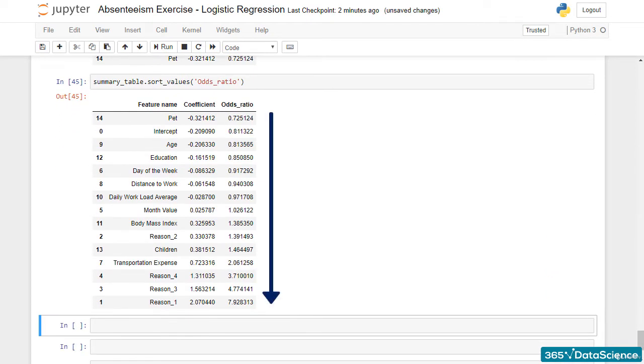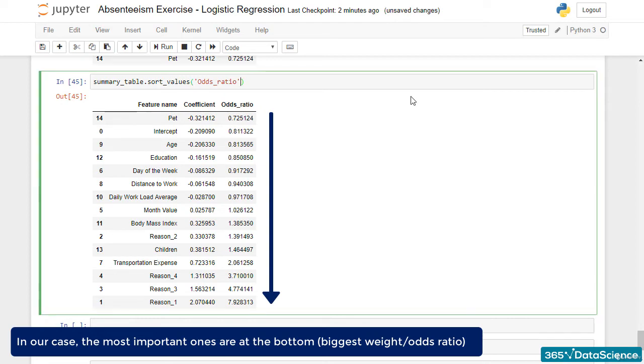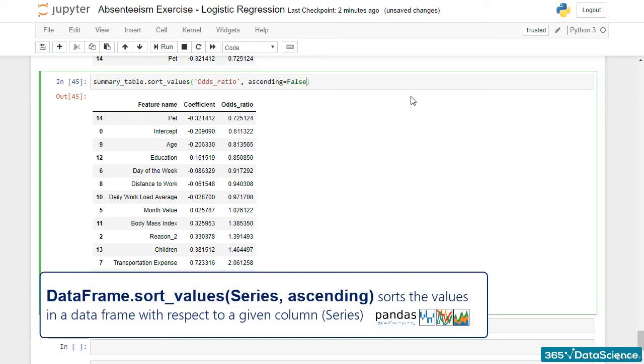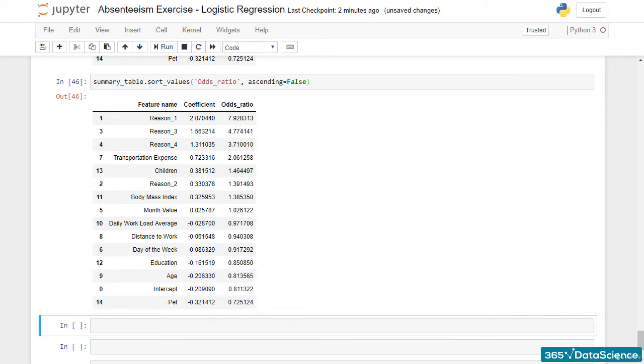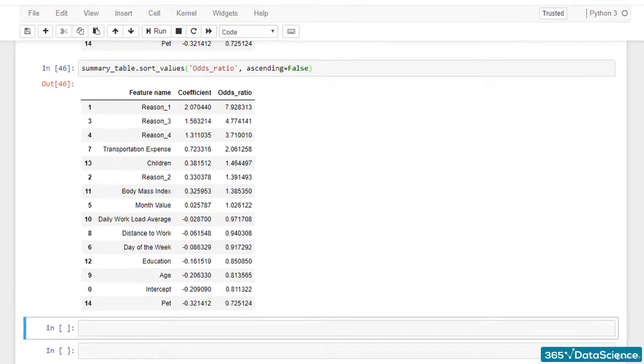By default, the coefficients are sorted in ascending order. In our case, the most important ones are at the bottom. I don't particularly like this, so let's add another argument. Ascending equals false. Rerunning the cell gives us the desired table. All coefficients sorted according to the relevance of the problem at hand. So, how can we interpret them?